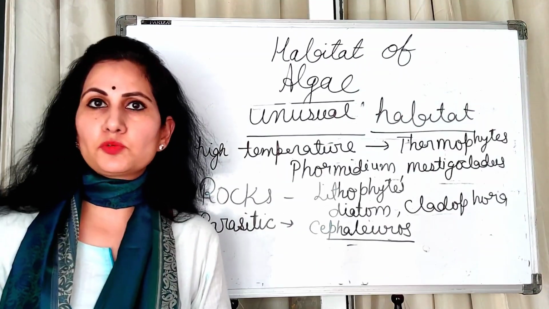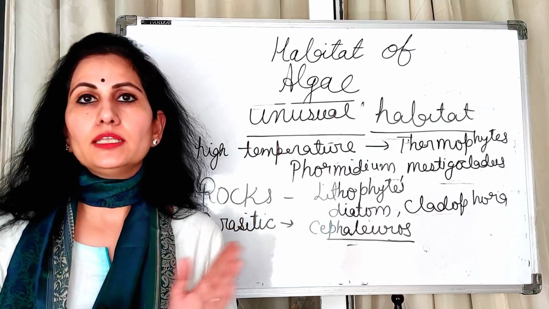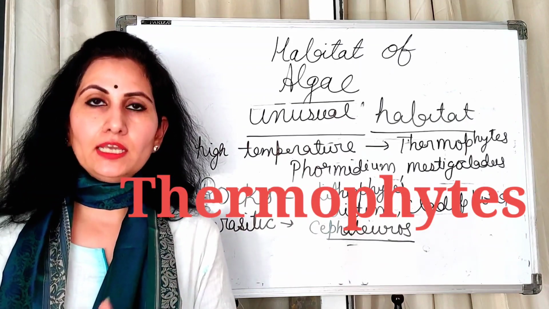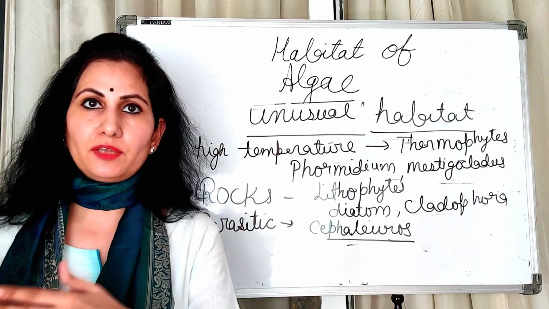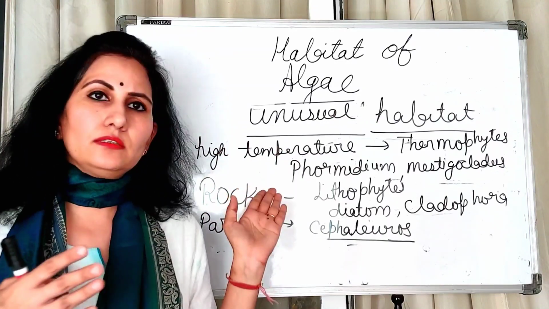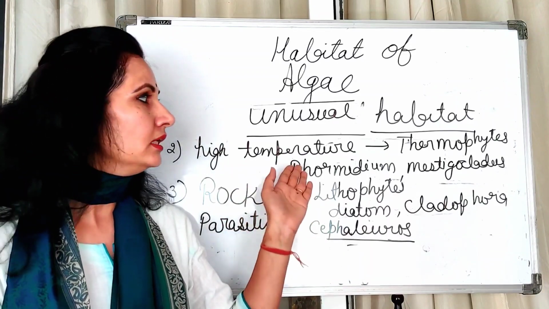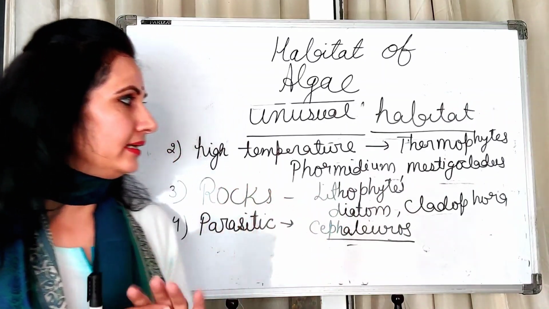In the unusual habitat is the algae which are found on high temperature. The algae which are found on high temperature are known as thermophytes. They can withstand temperatures of 80 to 85 degrees centigrade. And I have just told you the examples of the thermophytes are Formedium and Mastigocladus.